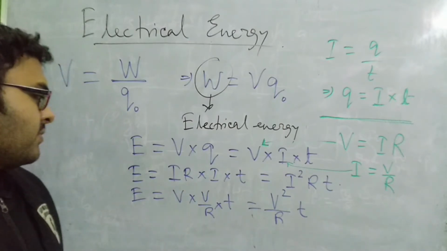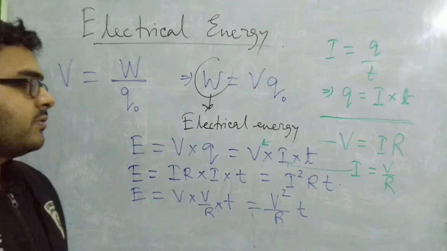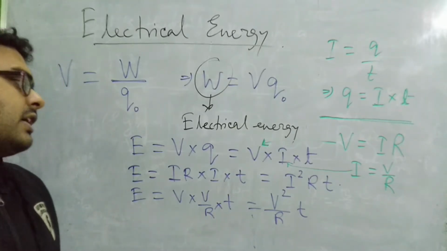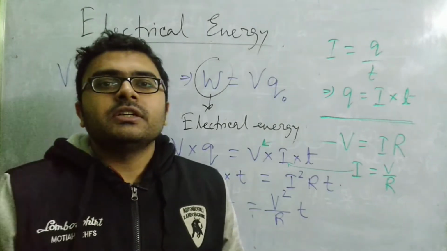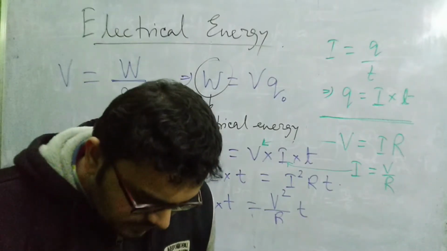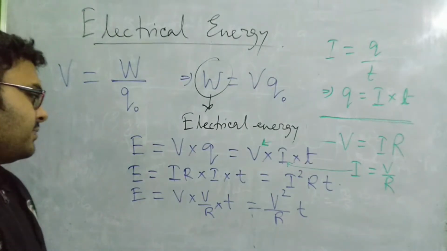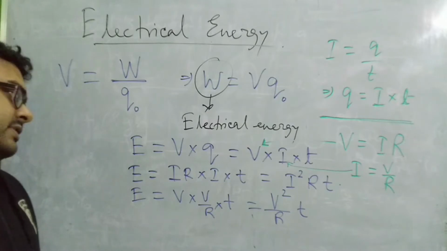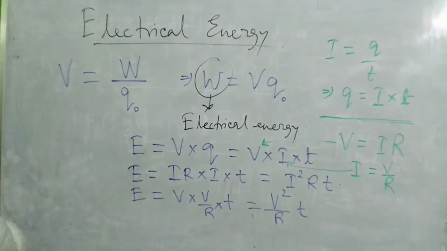Okay, so what are the three formulas that you are getting? E is equal to, either you can calculate it using the formula VIT, or another formula is I square RT, or another formula is V square by R into T. So these are the three formulas which you can utilize to calculate electrical energy, isn't it? If you have any doubt regarding this, please pause the video and once again go through the video. It will be easier for you to understand the concepts. Okay. So I think electrical energy is, by now, clear to all of you.